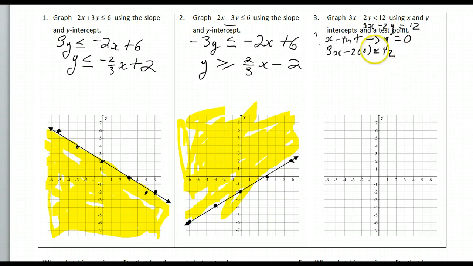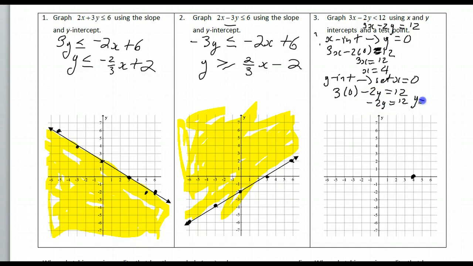We need to find points on the line. So let's make this equals 12. So 3x equals 12, x equals 4 is a point on the line. So we have (4, 0) as a point on the line. For the y-intercept, we set x equal to 0. So 3 times 0 minus 2y equals 12, because this time I want the line. Negative 2y equals 12. y is negative 6. So the y-intercept is negative 6.